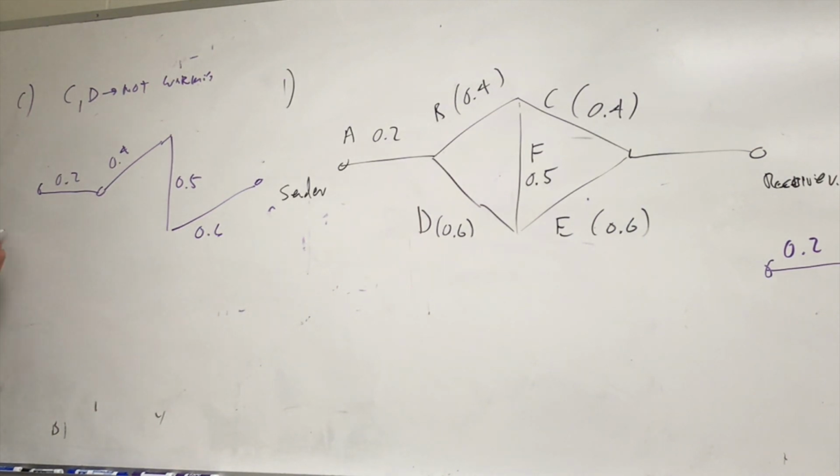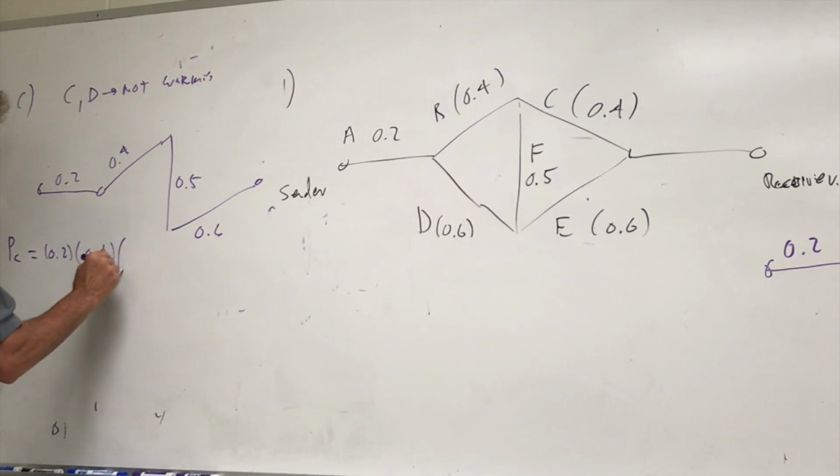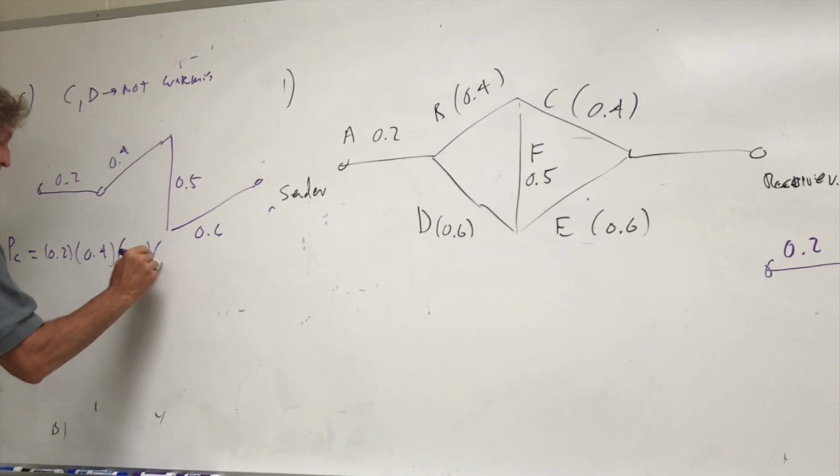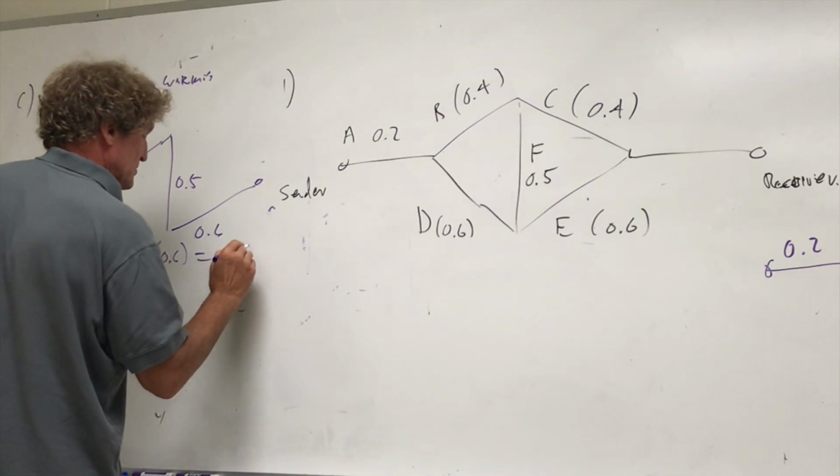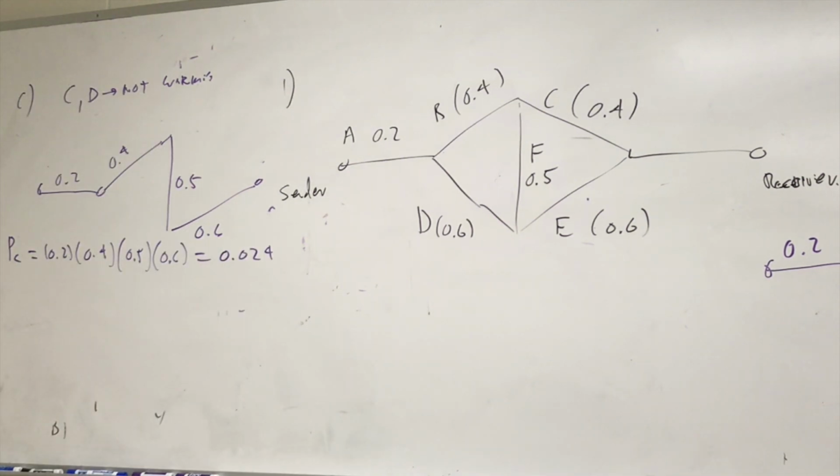So that means the probability for C working is 0.2, 0.4, 0.5, and 0.6. And what's the answer for that? 0.024. D, probability of system working.